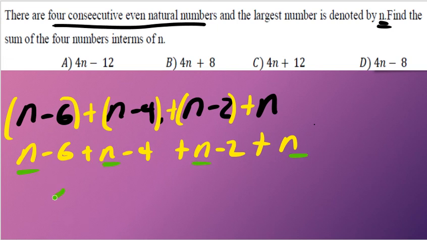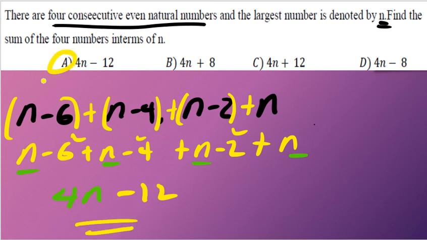So I will add them, giving 4n. What about the numbers? Try to see them. Negative 6 minus 4 is negative 10, minus 2 is negative 12. So the answer must be 4n minus 12, that is A.